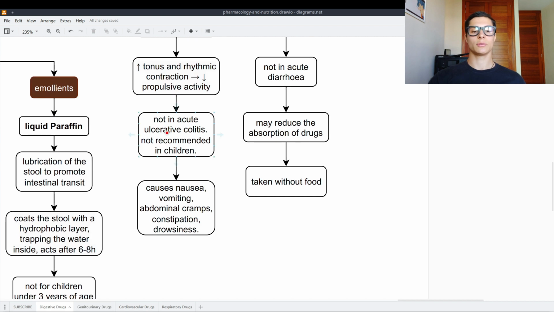It is not used in acute ulcerative colitis and not recommended in children. It can cause nausea, vomiting, abdominal cramps, constipation, and drowsiness.